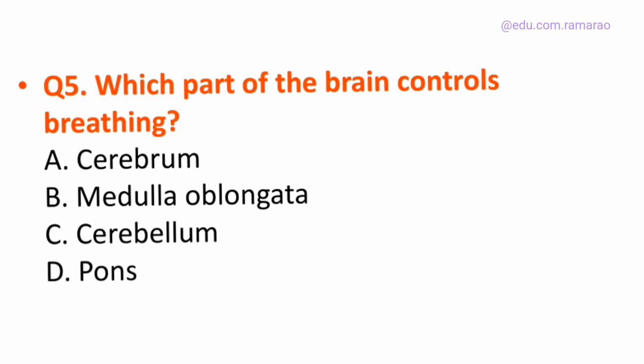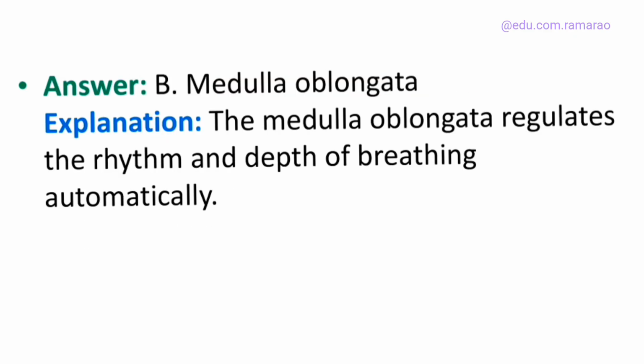Which part of the brain controls breathing? Option A cerebrum, option B medulla oblongata, option C cerebellum, option D pons. The correct answer is option B medulla oblongata. The medulla oblongata regulates the rhythm and depth of breathing automatically.